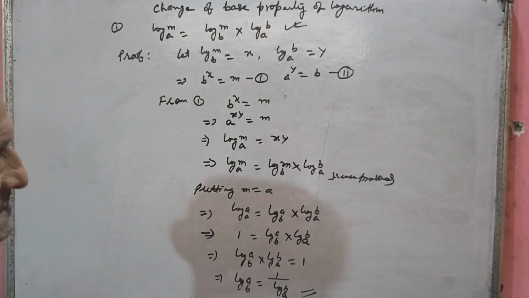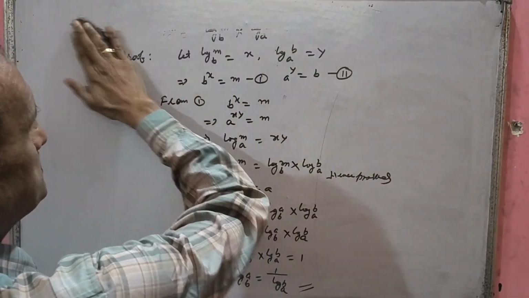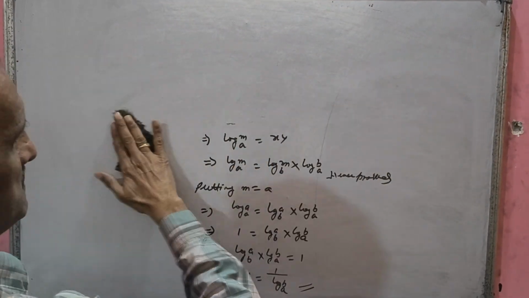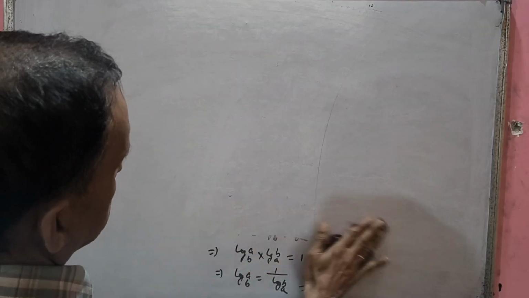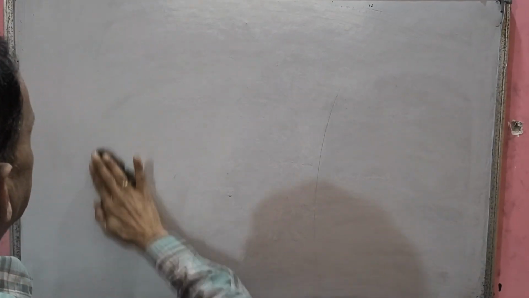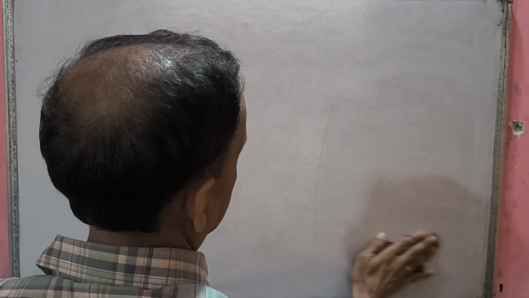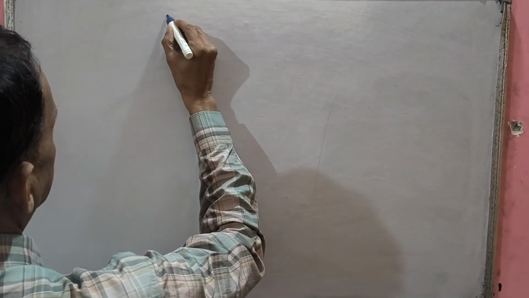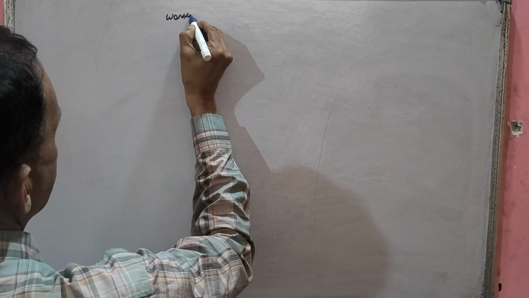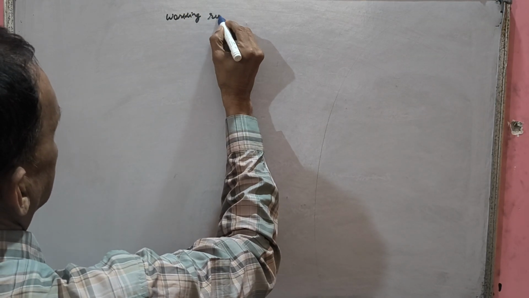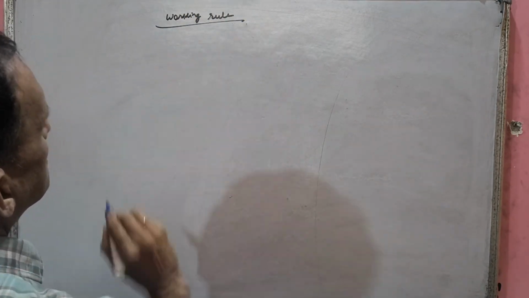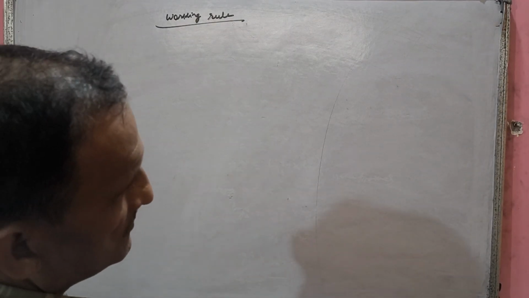Okay, this is about the change of base property. Now I will help you to explain some working rules of logarithm. How can you use these properties of logarithm? Working rule. Basically for the properties of logarithm.